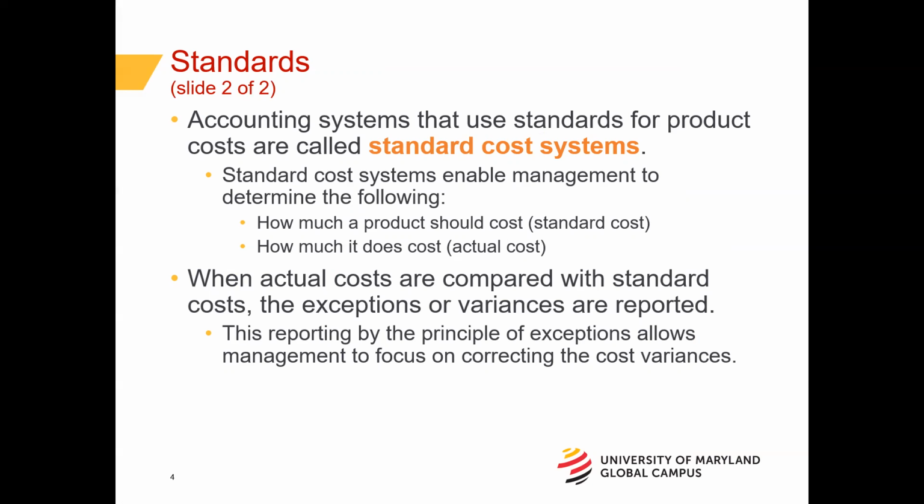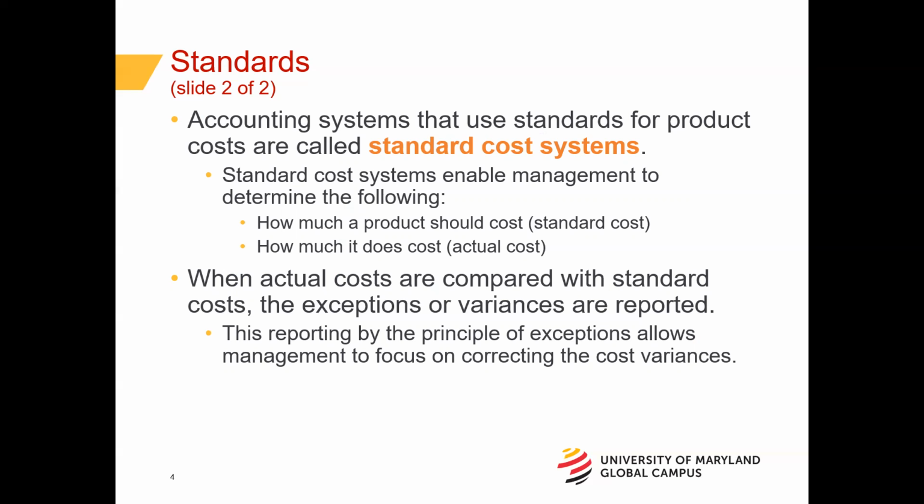How much a product should cost is a standard cost. How do we figure out how much a product should cost? We identify direct materials, direct labor, factory overhead that are attributed to the manufacturing of a product, and we need to cover those costs. And the system should also tell us how much the product actually costs.